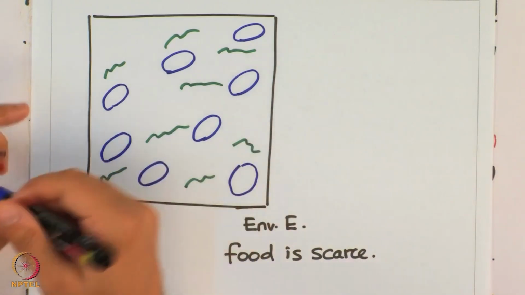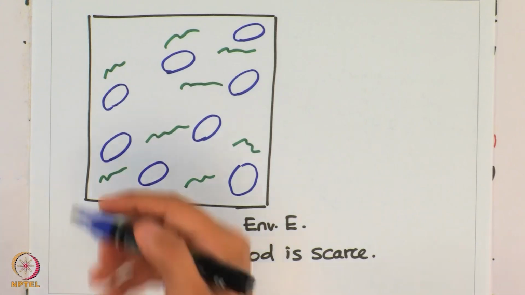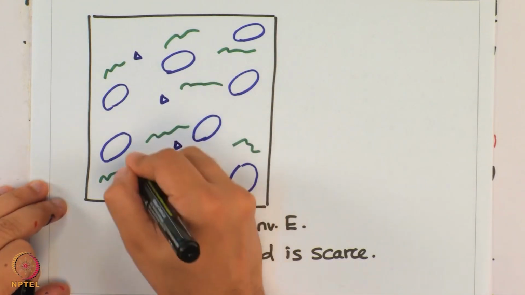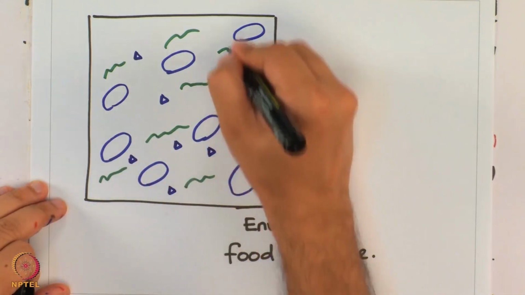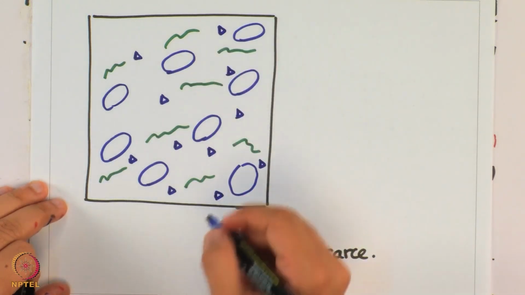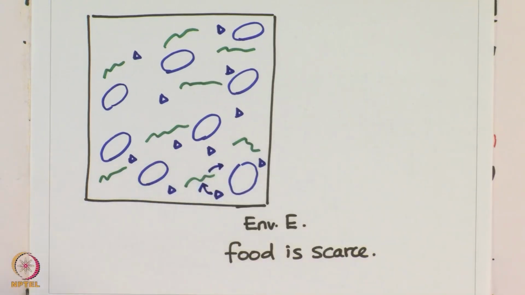But what is going to happen is that the bacteria in the environment are going to produce an enzyme, and these enzymes are produced in the cytoplasm of the bacteria and released outside the cell, and the job of these enzymes is to break down these polymers into little monomers.